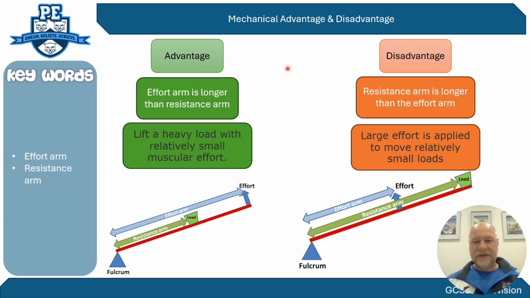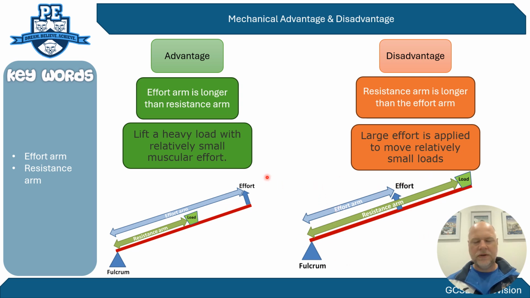Opposite side, disadvantage. Resistance arm is longer than the effort arm. So that's the opposite of what you've written down for the advantage. So the resistance arm is now longer than the effort arm. Okay, so it's further away. The load is further away than where the muscle is. And it's the opposite. So large effort is applied to move relatively small loads. So we're just flipping it around. And I said this was the foot, and this is your arms. Okay, so this is lever system 3.